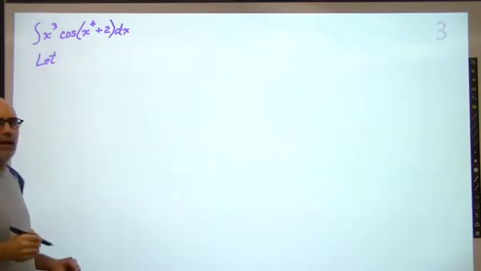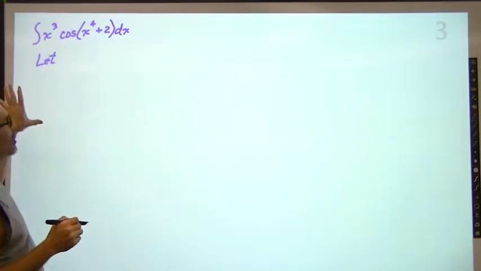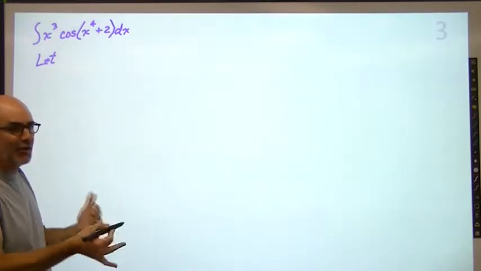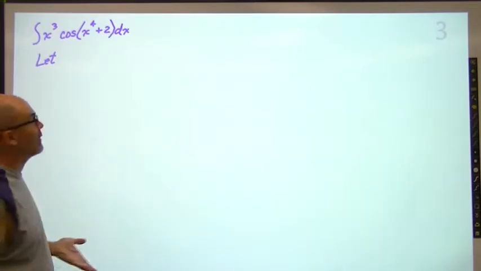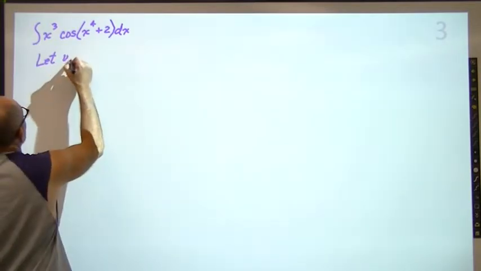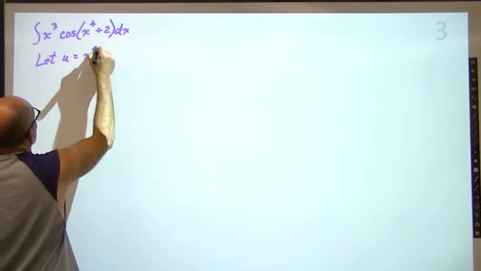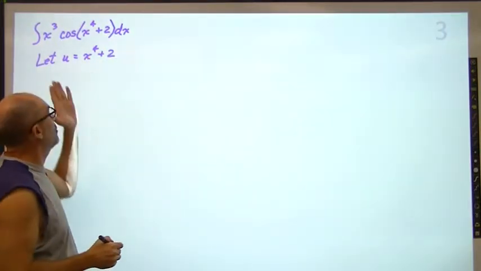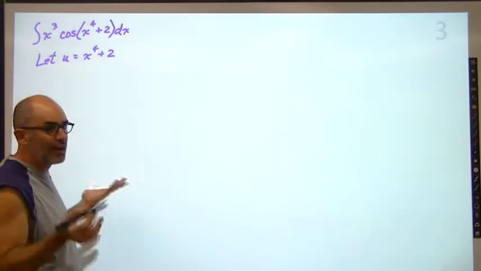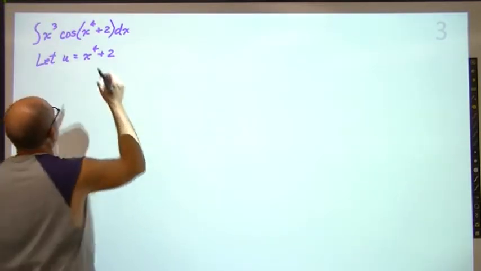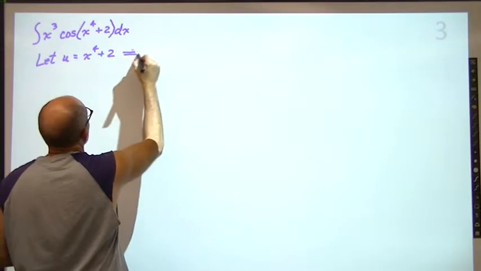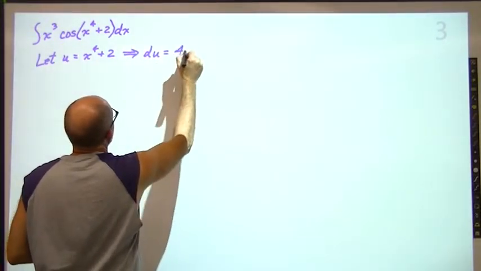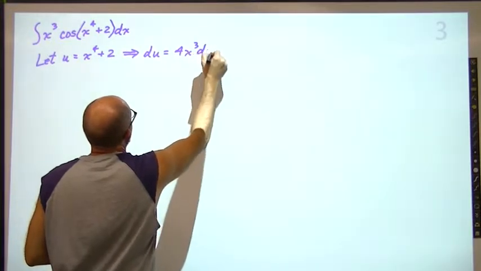Now, this is a mathematical term. I'm introducing a new variable, so I'm saying let this new variable equal whatever I want it to equal. So I'm saying let u equal x to the fourth plus 2. Since we've defined u to be x to the fourth plus 2, now we can operate on it. If u equals x to the fourth plus 2, then du equals 4x cubed dx.